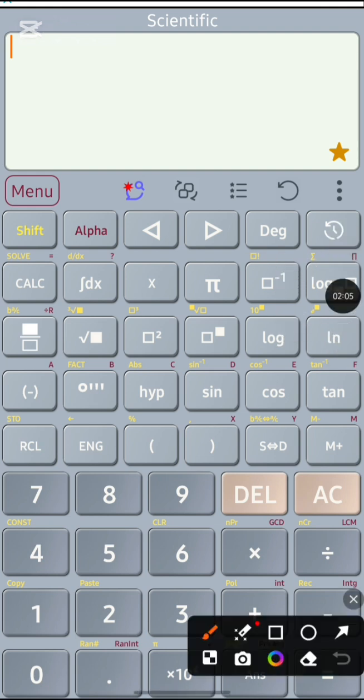Then we have other functions on the keyboard too, like here. You can see X over here, and X is colored in what? Wine. And you can see we also have alpha, which is colored in wine. It means that everything on the calculator that is colored in wine, in order to access it, you must first press alpha.